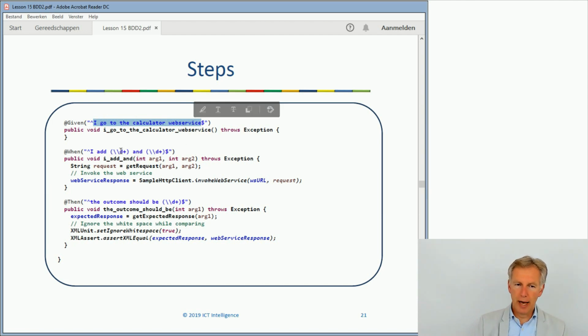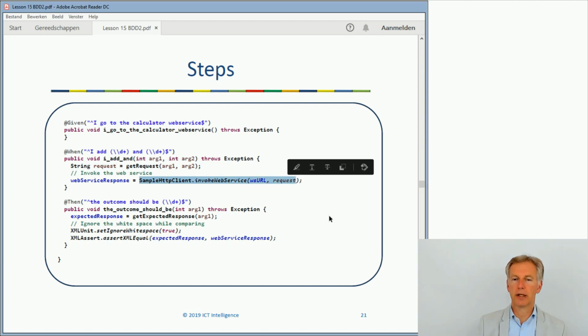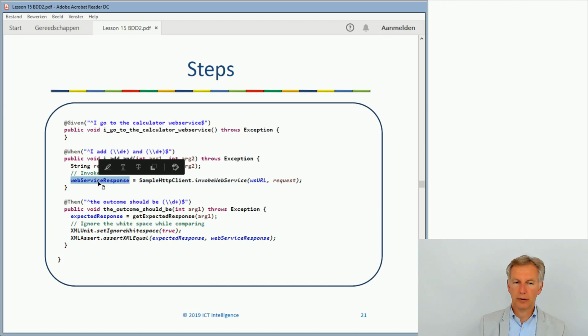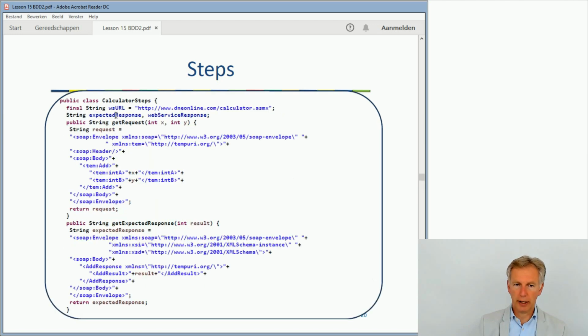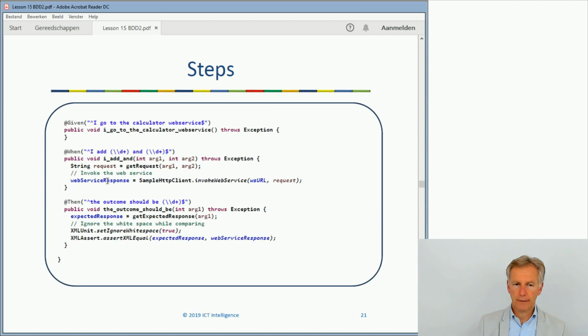And then I have add with an argument 1 and add and an argument 2. And say get the request with argument 1 and 2. So that's my request. And then I can say sample HTTP client invoke web service. This is the URL and this is the request. And then I get a response back. The response is a string.